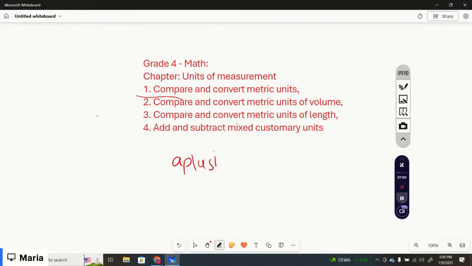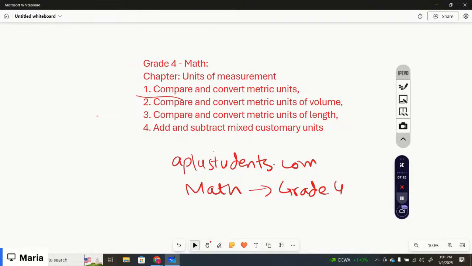You can find all the lessons on aplusstudents.com. You have to log in there using your email address and password as provided by the administrator. Then you have to select math from the subject tab. Scroll down to grade 4 math and then click on view all lessons. There you can find a list of the chapters. We're going to start with the chapter unit of measurement.